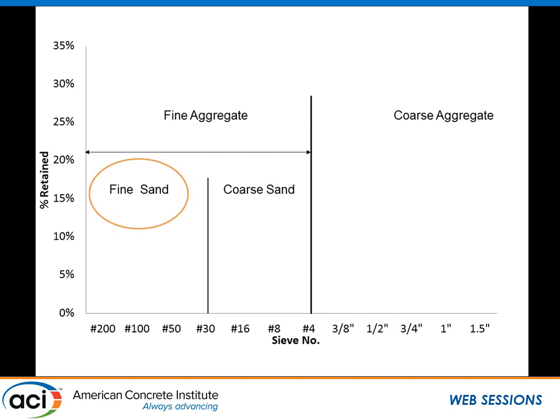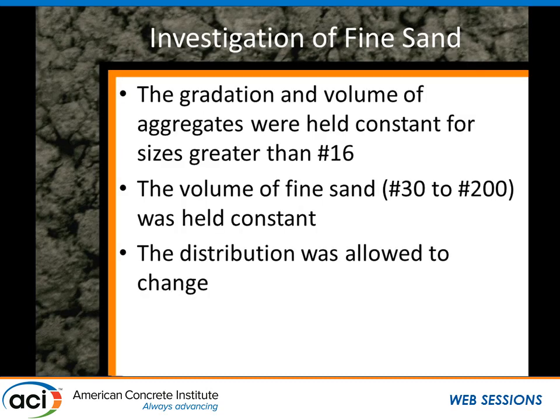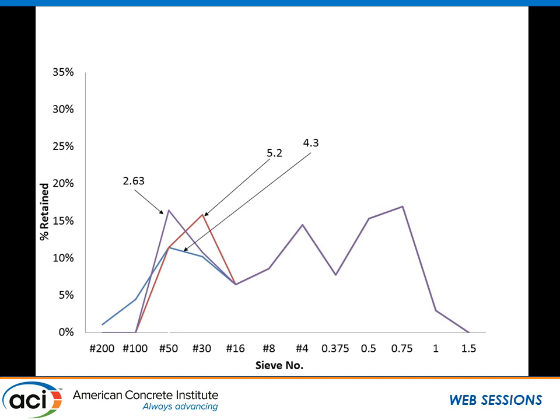Let's talk about the fine sand now. So we're going to do this first. We're going to hold the gradation and volume of the aggregates constant on everything larger than a number 16. What do I mean? I mean we're holding everything from the 16 up constant. It doesn't change. And everything below, the volume is constant. We're going to allow the gradation to change.